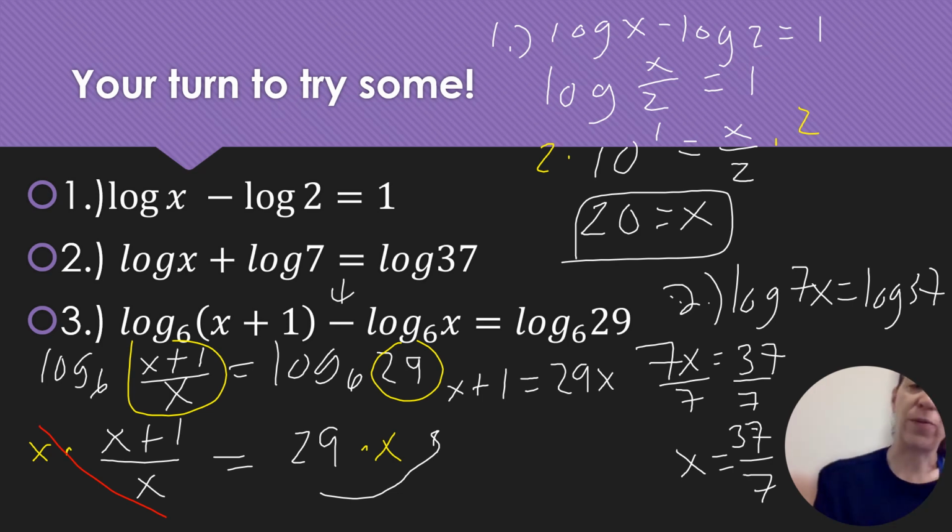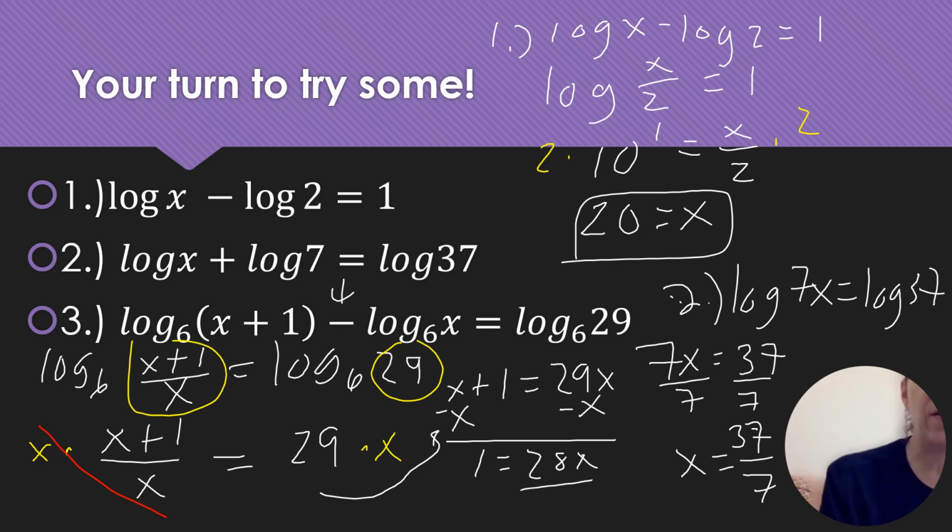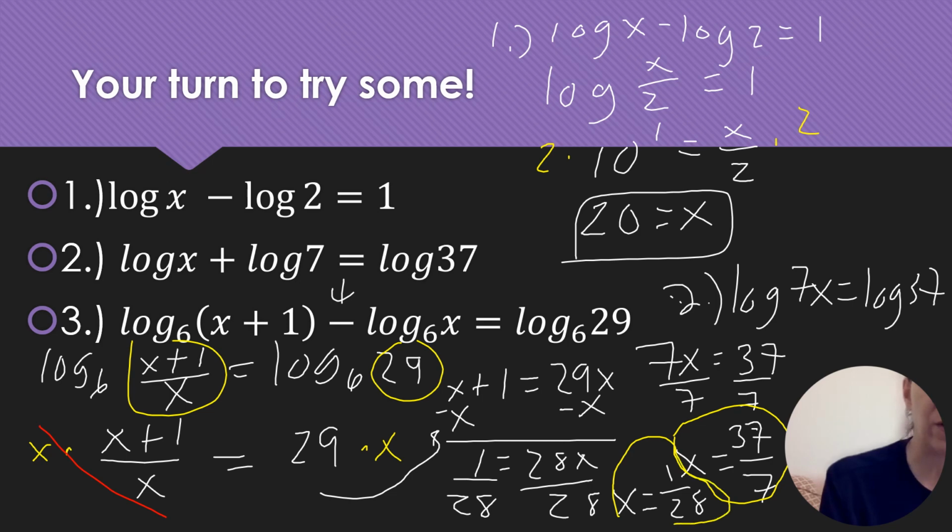And now I've got it to a linear equation. I will subtract one of these x's from each side to get 1 equals 28x, and then divide by 28. And so I have no place to write this answer. x is equal to 1 over 28. So my answers here are kind of hard to see. That's the answer to the second one, and there's the answer to the third one. Okay, that slide is a mess, but some good problems.